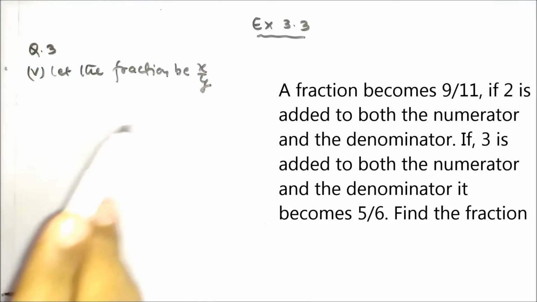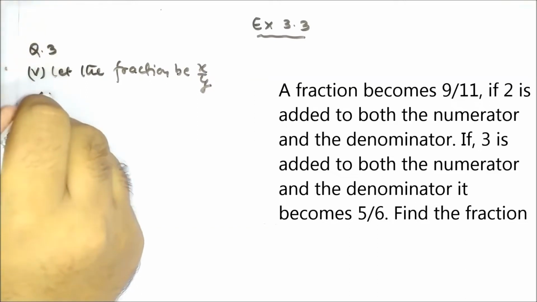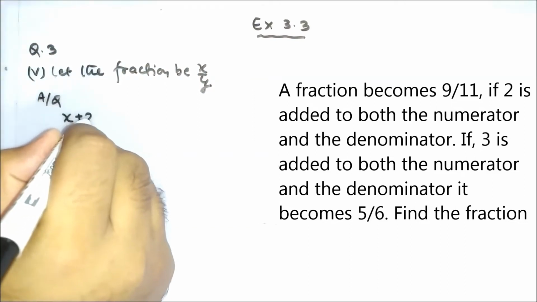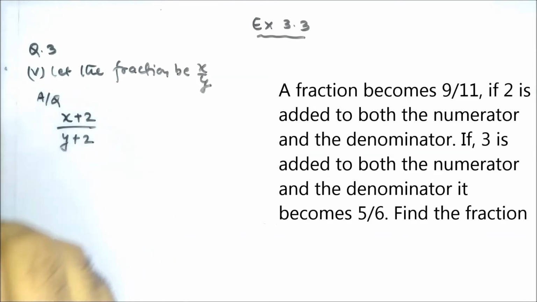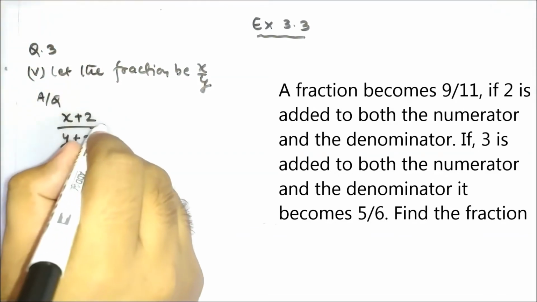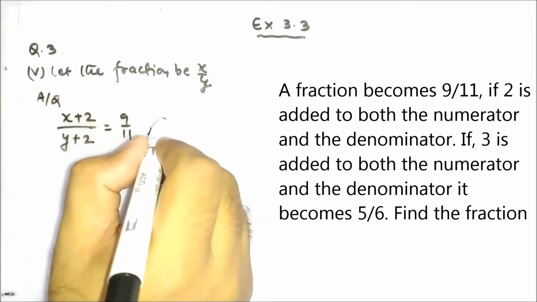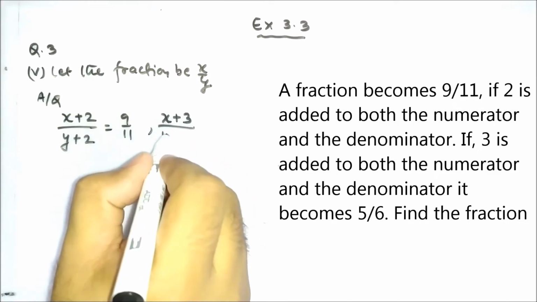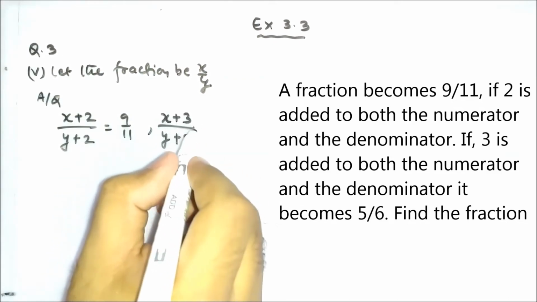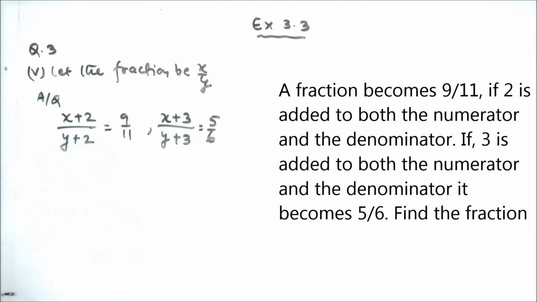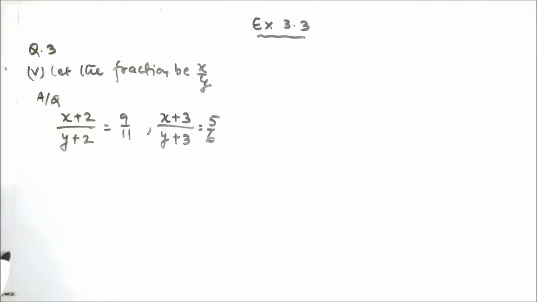Now it is saying that this fraction becomes 9 by 11 if you add 2 to numerator and denominator both. So according to the question, we are adding 2 in numerator and in denominator also. So this fraction x by y will become 9 by 11 if you do this. And the second situation is if you add 3 to numerator and denominator, it will become 5 by 6. So second is, if you add 3, it is x plus 3 and y plus 3 to numerator and denominator, so the equation will become 5 by 6. Now we will just solve this and simplify this for easy solving.